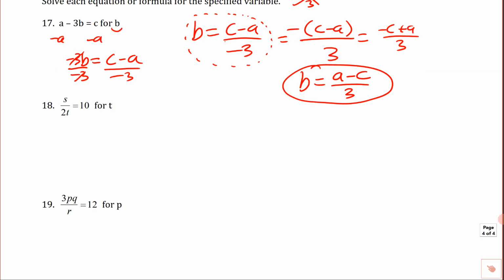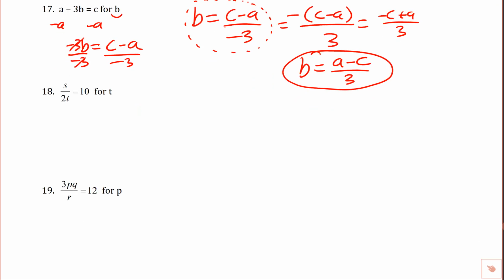On number 18, it says solve for t. So the only variable in this problem is this one right here. Now here's the big issue. When we solve for a variable, we need to make sure that it's in the numerator. Right now, this is in the denominator.